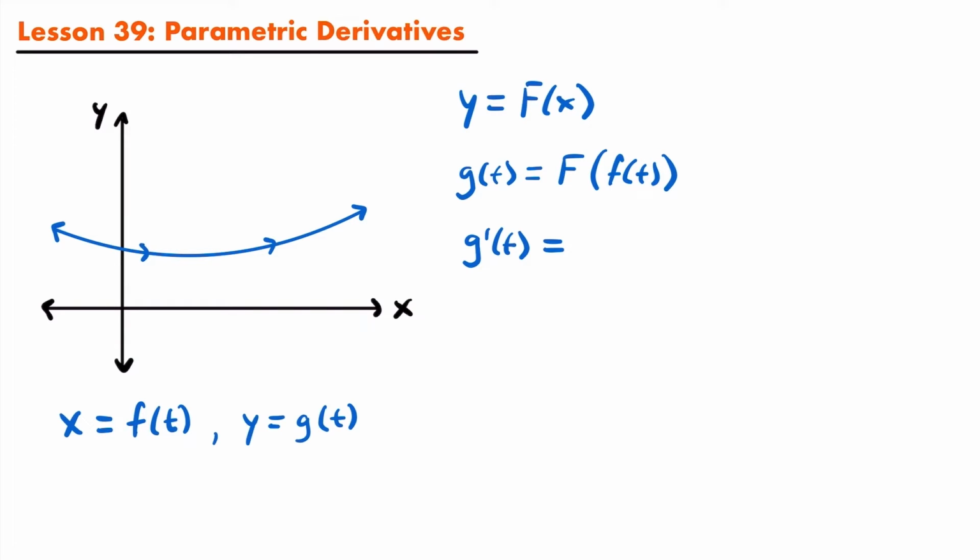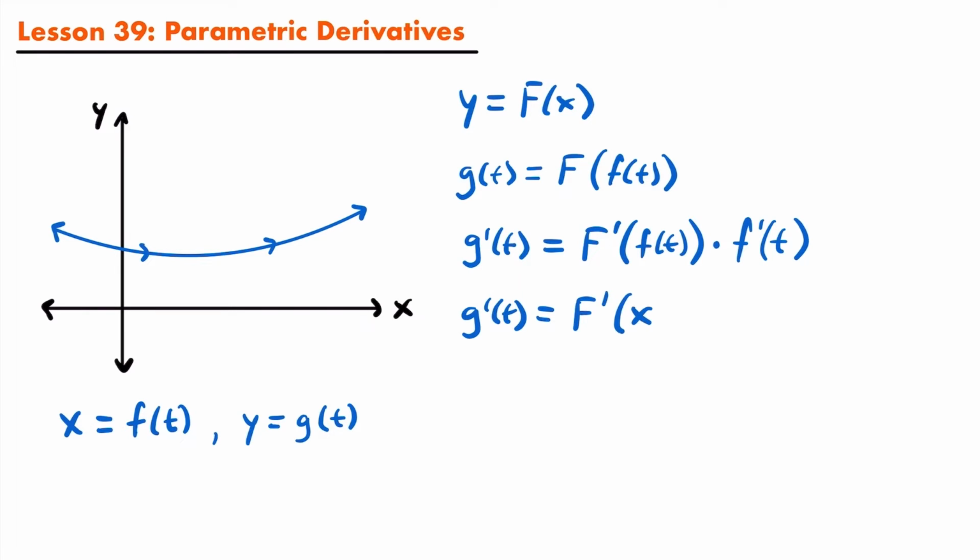All right, so the derivative of the outside function will be capital F prime of that same inside function, small f of t, and that will be multiplied by the derivative of that inside function. So we're going to multiply by the derivative of small f of t, which will be small f prime of t. All right, and so now what we can do is substitute back x for small f of t in this capital F prime function. So what we'd have is g prime of t is equal to capital F prime of x times small f prime of t.